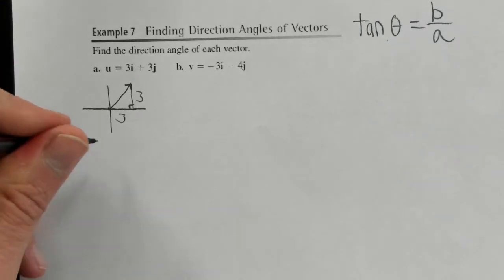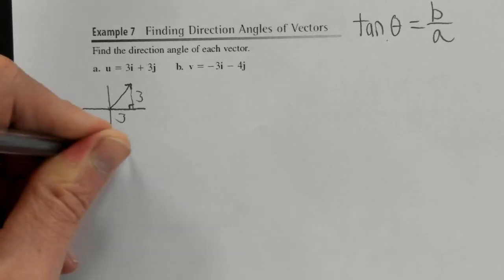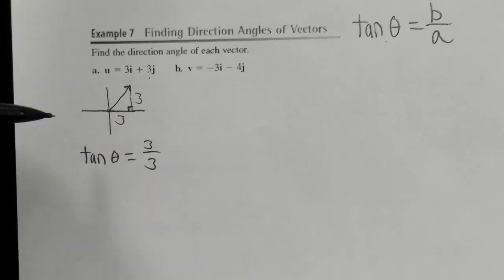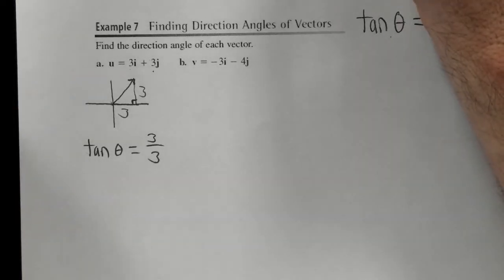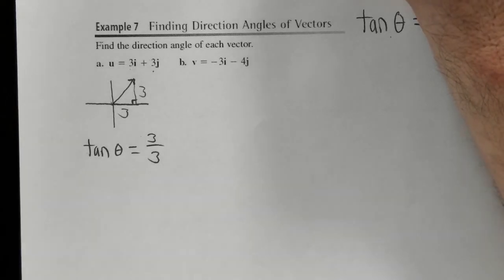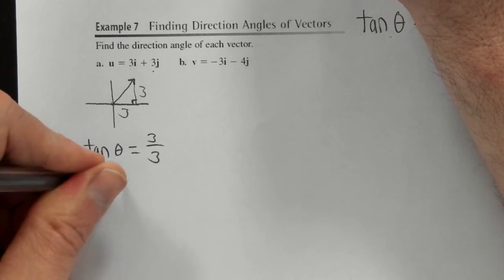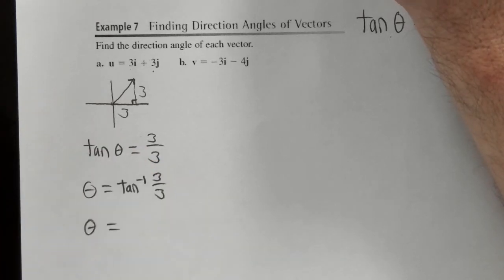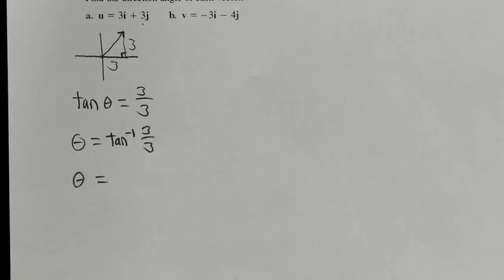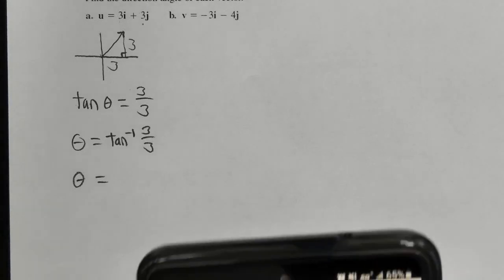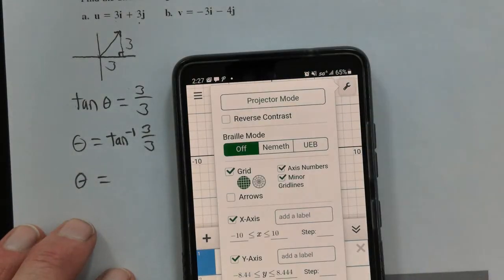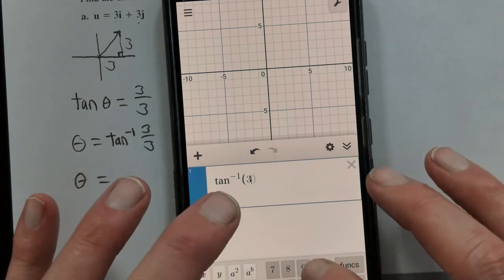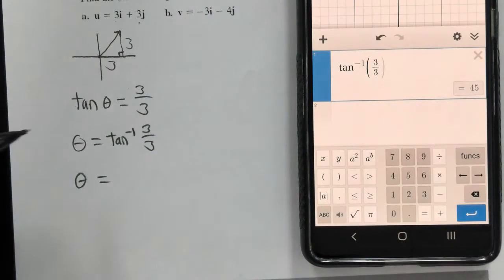So when I go to write that out, I'll have tangent of the angle is equal to 3 over 3. So that's b over a, 3 over 3. To solve this, I take the inverse tangent of both sides. And so I've got the angle is equal to the inverse tangent of 3 over 3. And again, we can go into our calculator. We want to make sure that we're set to degrees on this particular one, by the way. You want to check that. I think it defaults to radians. So we'll go inverse tangent of 3 over 3, and then we can see that my angle here is 45 degrees.